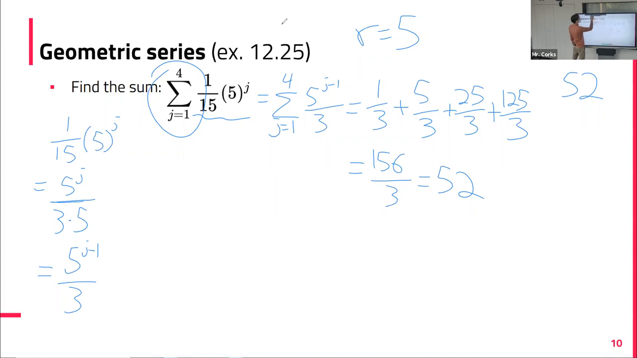Also, when we look at this, if you have some constant to the exponent of the index here, that's probably your common ratio. Double check, but that's a pretty good hint or clue that that's what it will be. All right.